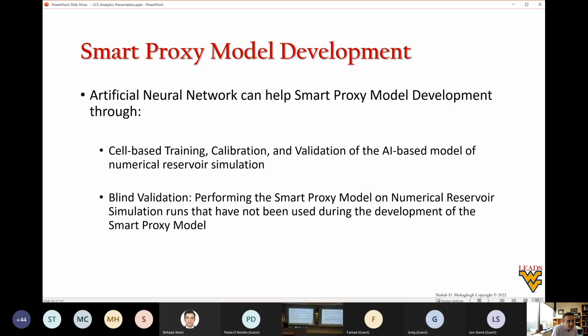Why do you do that? Because when you build a smart proxy model, your numerical reservoir simulation runs are going to be all new ones. So the question is, does it work on the new numerical reservoir simulation runs? Your smart proxy does very good in training. Calibration and validation are a bit less good, but not as good as training. Blind validation is the worst case scenario. If it doesn't do very well in blind validation, then your smart proxy is not correct. I'm going to show you the results in blind validation today, by the way.